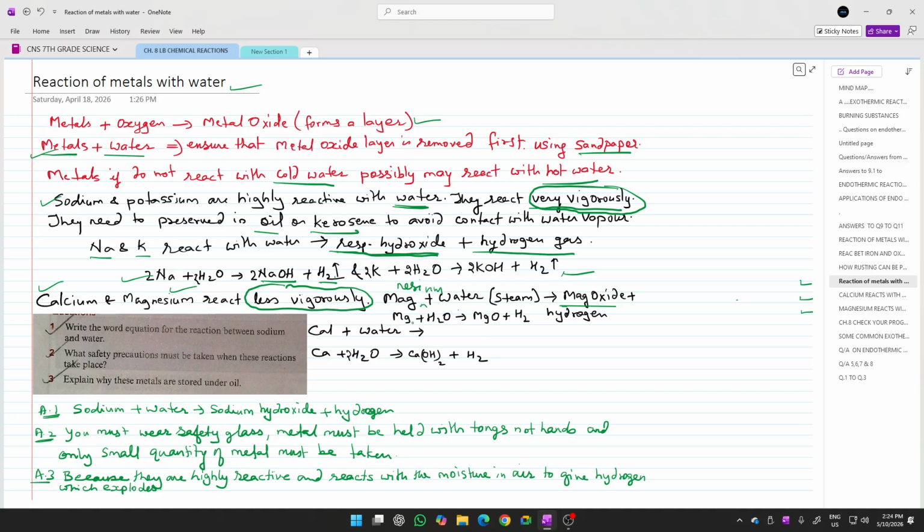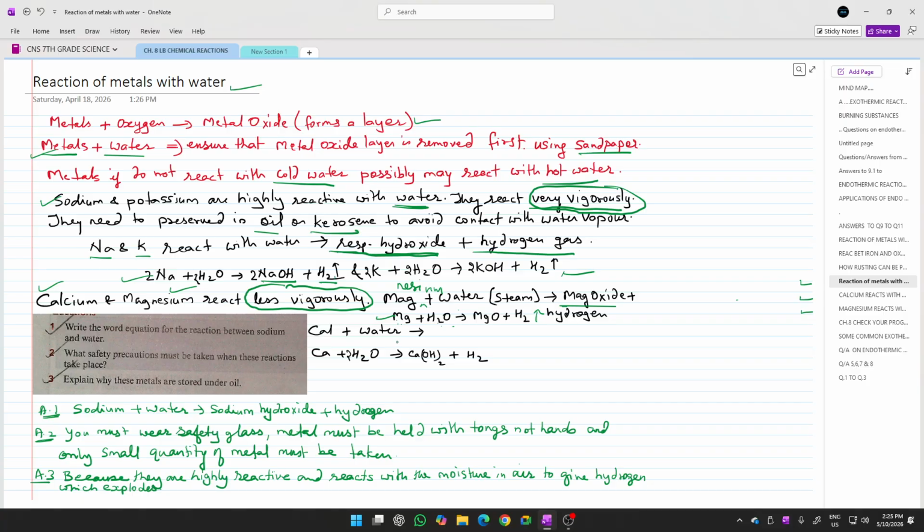The chemical reaction can be written this way: Mg plus H2O. Mg means 1 atom of magnesium, plus H2O means 1 molecule of water. So 1 atom of magnesium reacts with 1 molecule of water to give you MgO, that is magnesium oxide, 1 molecule of magnesium oxide, and 1 molecule of hydrogen gas is also produced. So this is the reaction for magnesium with water.